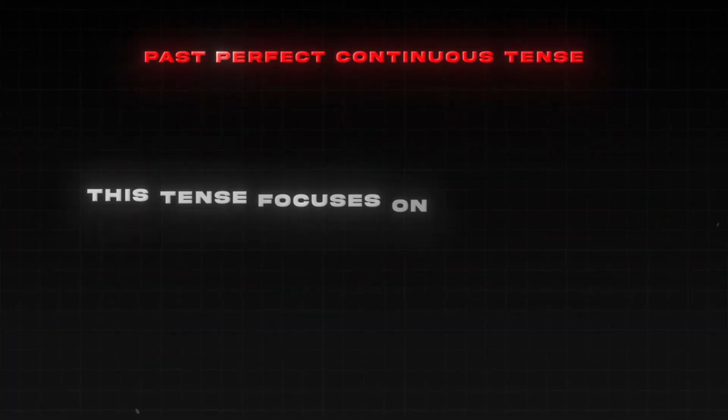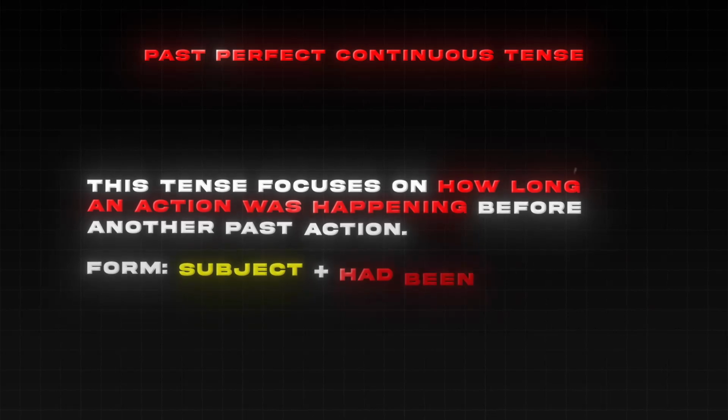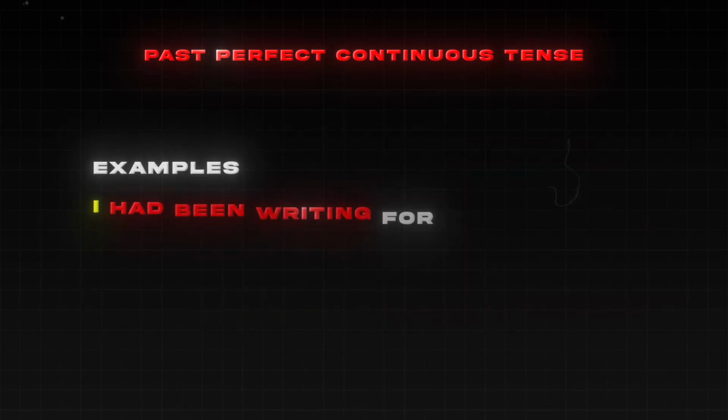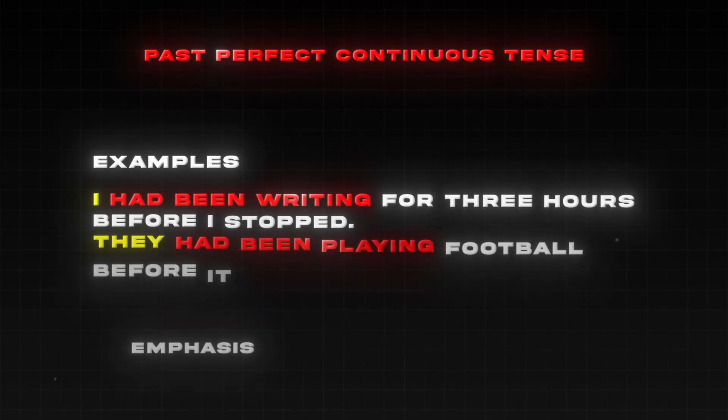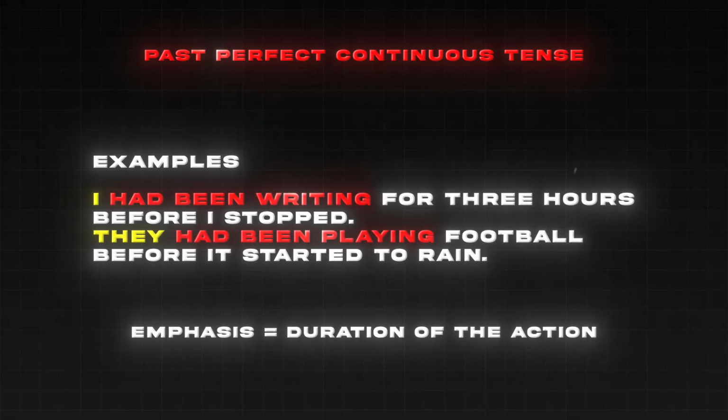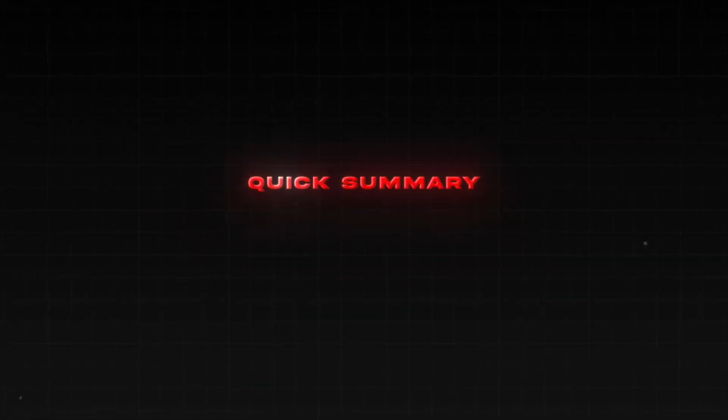Past perfect continuous tense. This tense focuses on how long an action was happening before another past action. Examples: I had been writing for 3 hours before I stopped. They had been playing football before it started to rain. And that's past tense made simple.